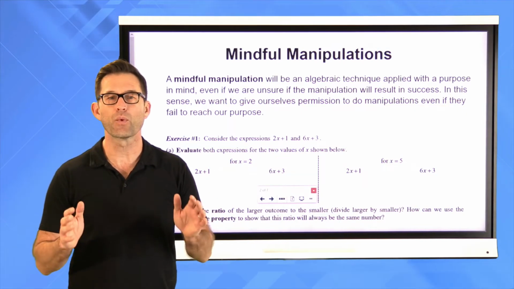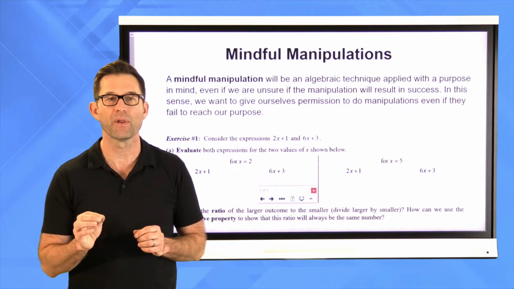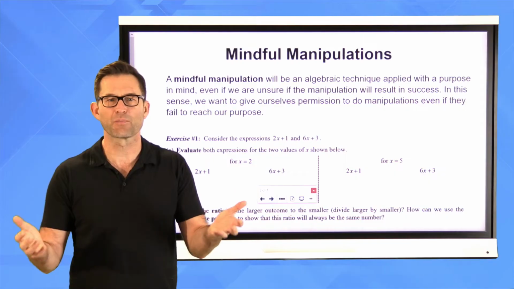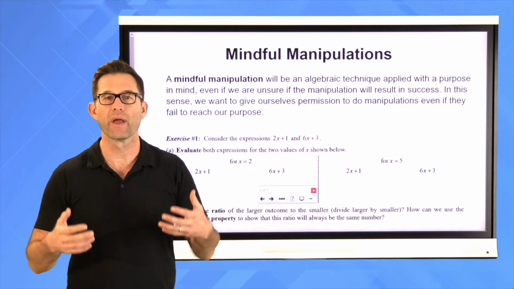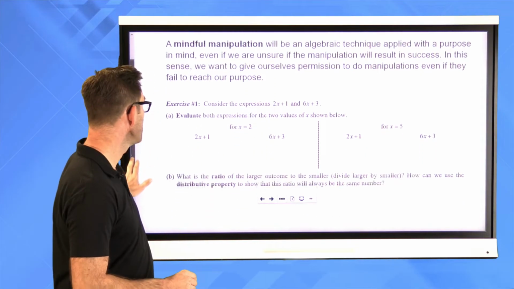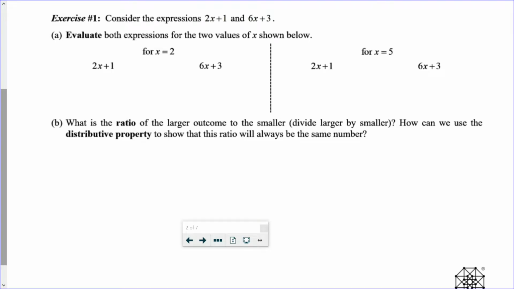So in this lesson, we're devoting ourselves to learning how to do mindful manipulations and seeing structure in an expression, in the way that it's written, in the way it's algebraically laid out. Let's take a look at exercise number 1. Consider the expressions 2x plus 1 and 6x plus 3. Letter A: evaluate both expressions for the two values of x shown below.